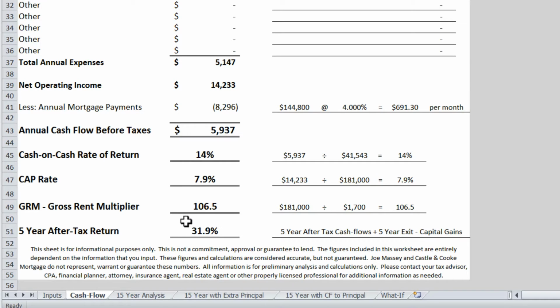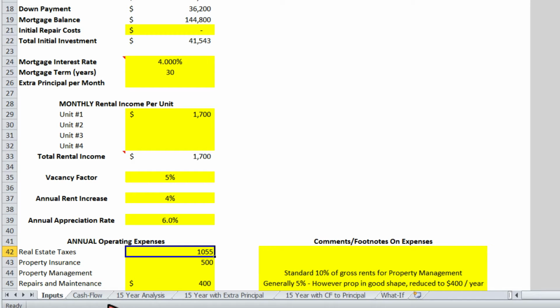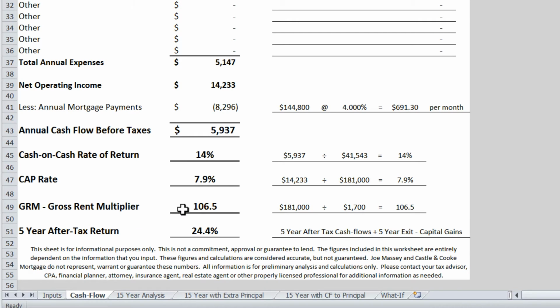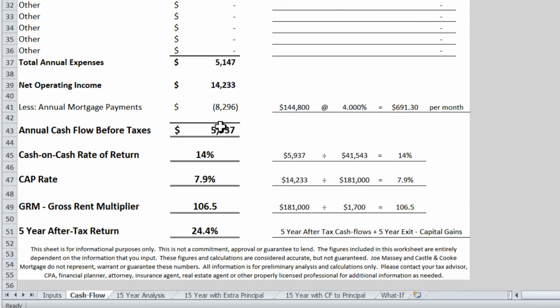But look what happens. My 5-year after-tax return goes up significantly, but my cash flow metrics have stayed the same. So my cash flow is the same, but I might make more money on this property if I sell it in 5 years. Okay? So again, we're going to change this back to 6% because I think that's pretty normal. So this is all the results from the data that we input, and you should be able to quickly glance and say, does this property meet my metrics and my goals for what I want?